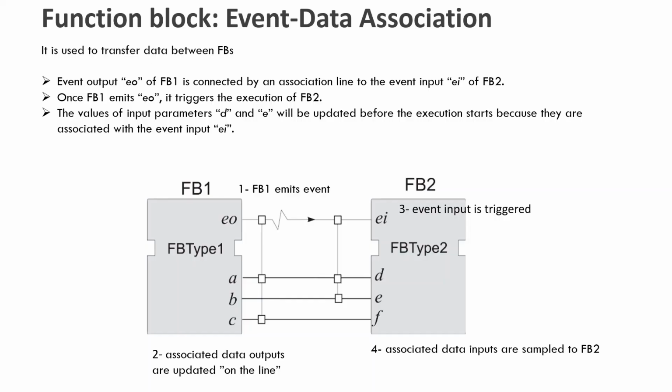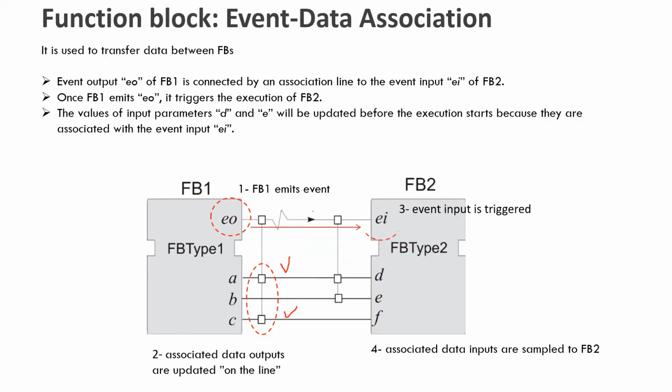So when we emit the EO event from FB1, what will happen? First, this event is emitted, and then the associated data outputs A and C will be sampled, and the refreshed values will be taken from FB1 and put on this line. So here and here, right?